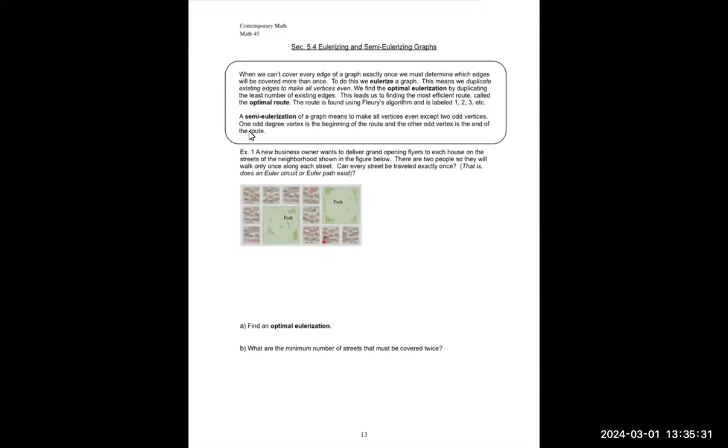Right? And so you're going to add duplicate bridges. When you semi-Eulerize something, you're going to duplicate certain bridges or edges, but you're going to leave 2 odd vertices still, the beginning and ending points. Okay. All right, let's see the first example.